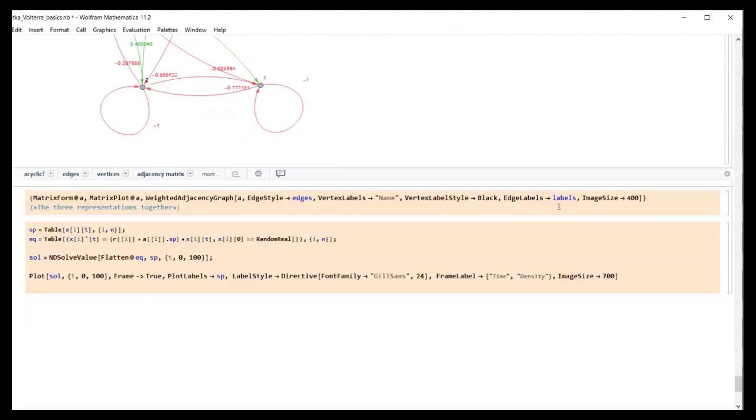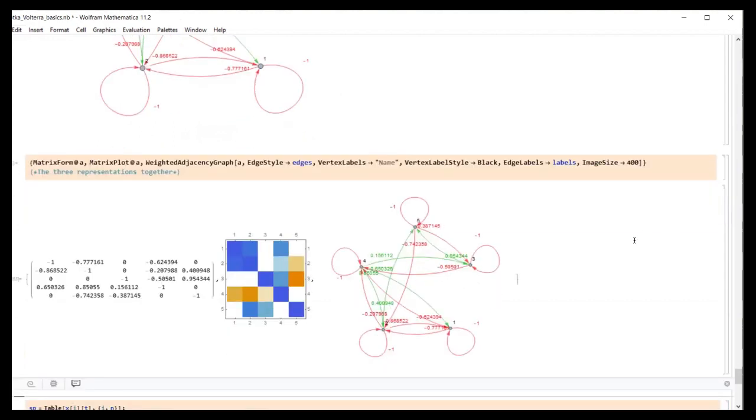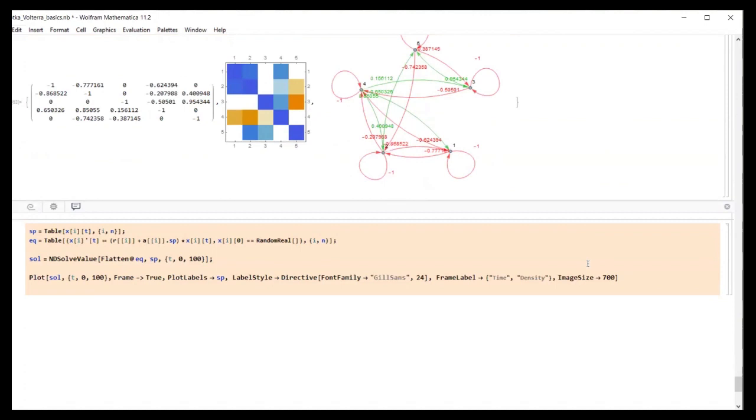And you can plot it together. This is a visualization in the matrix form, and in a matrix plot form, where you can visualize the strengths in the colors, and after that the interaction matrix in a graph. And at the very end, we just solve this system numerically.